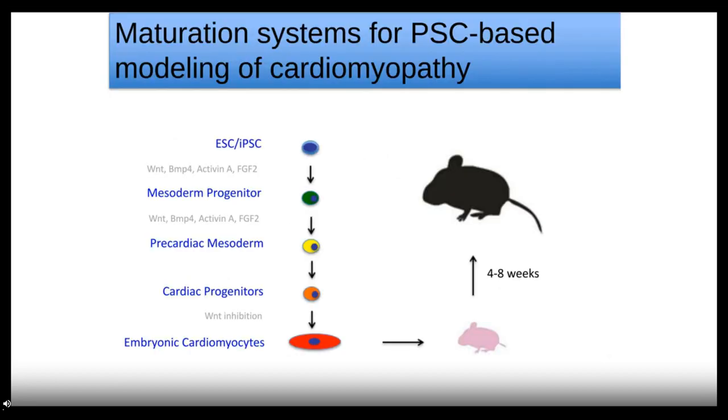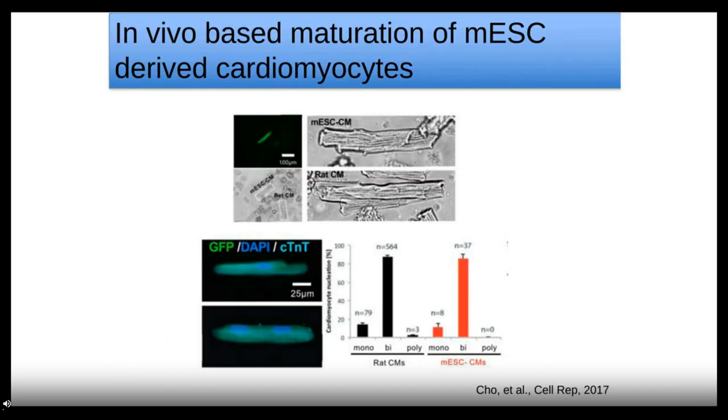So basically, here's the scheme for this project. We differentiate embryonic stem cells or iPS cells using the protocols that I explained earlier. Then we take these cells and inject them into the heart of newborn rats, and we wait 4 to 8 weeks until the rat reaches adolescence or even becomes an adult, and the heart has properly matured.